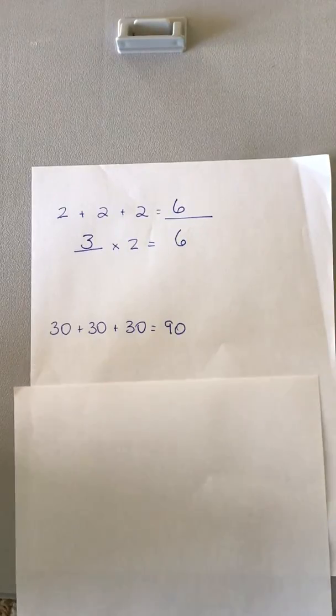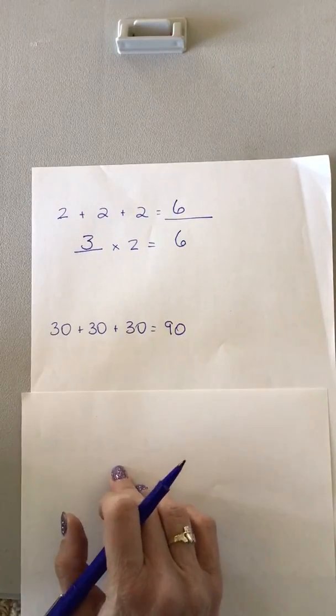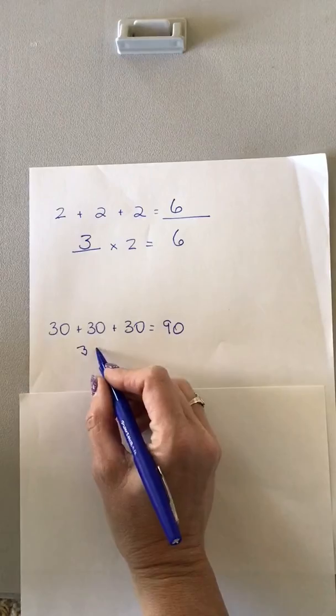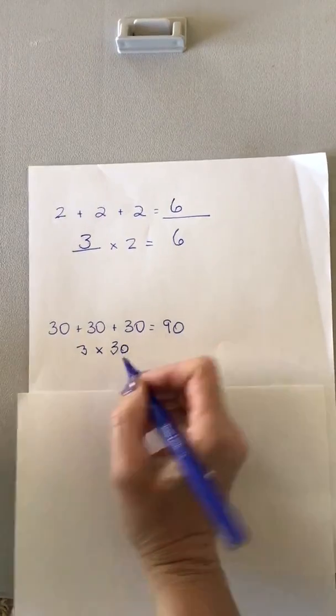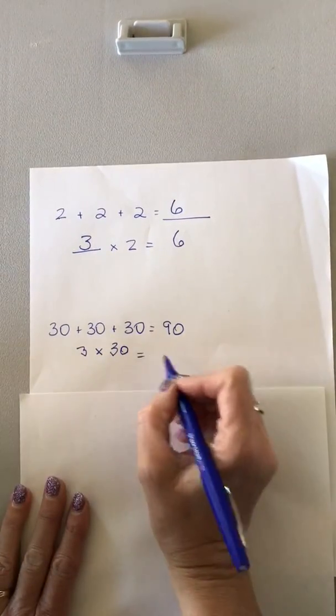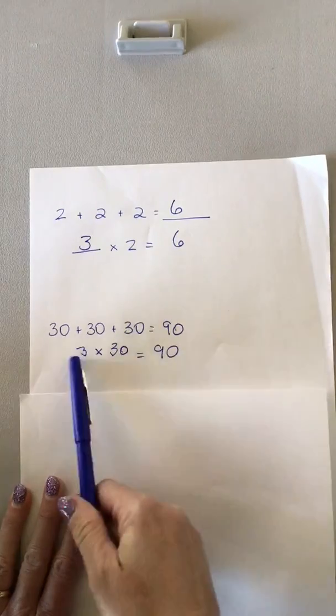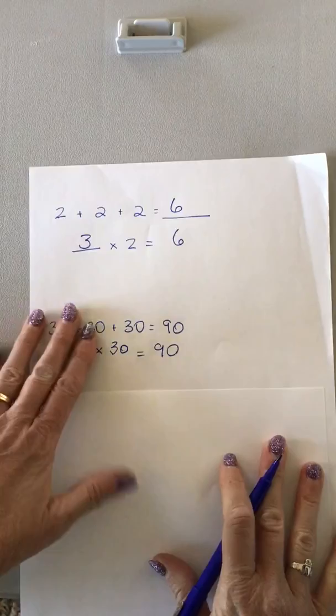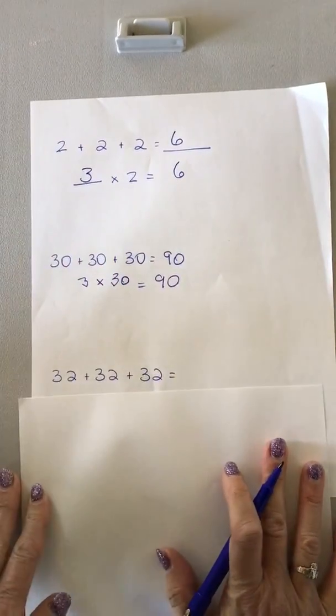That's a lot of writing, so let's make it into a multiplication sentence. How many 30s are there? There's 3, you got it. And what does 3 times 30 equal? 90, you got it, because you know that 3 times 3 equals 9. Add the 0, and you've got 90. Now let's go down here.